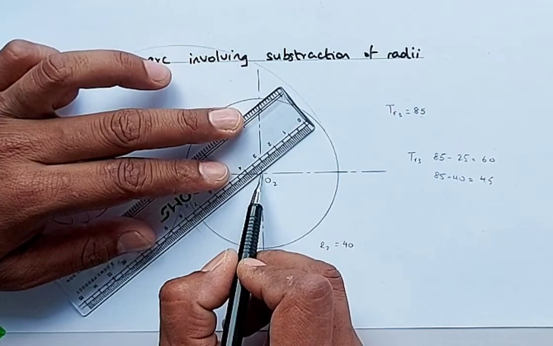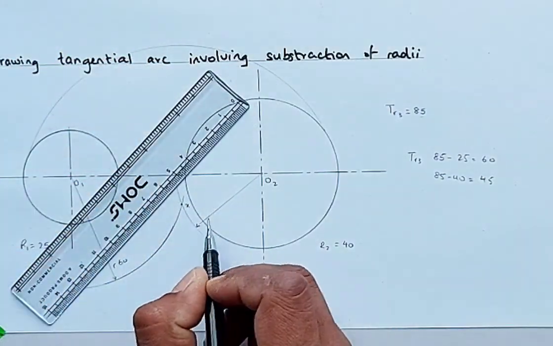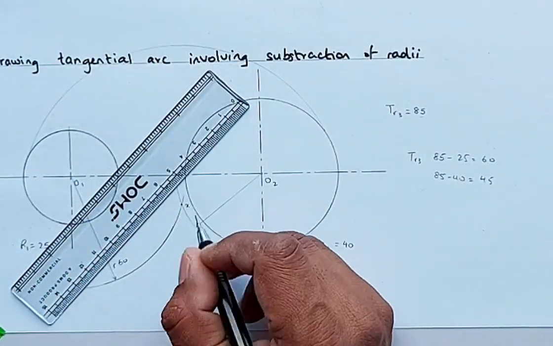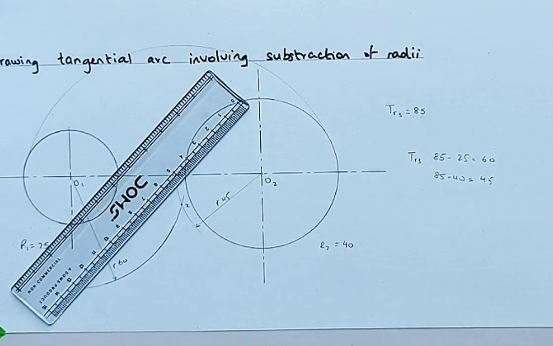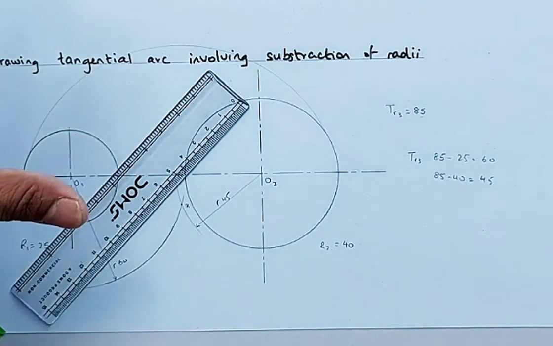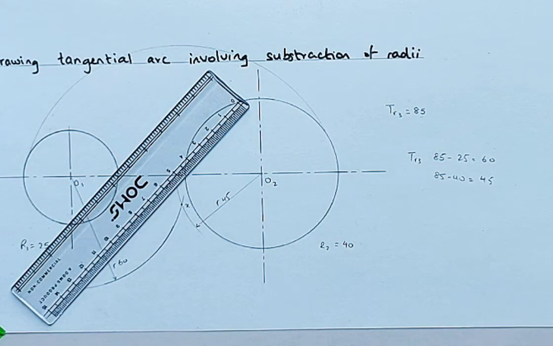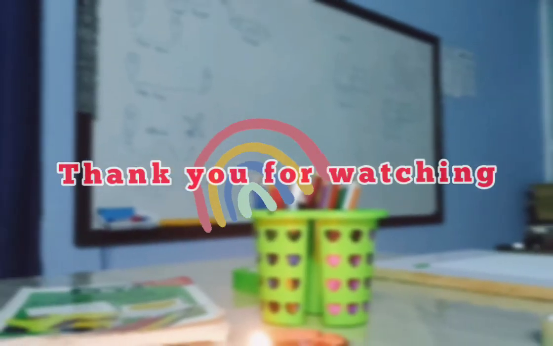So draw this. You do not need to draw the arrows; this is only for you to understand what is happening here. We have seen 2 ways of doing this tangential arc. One was when we had to add the radius, and the other where we had to subtract the radius. In the next session, the tangential arc that we are going to draw will involve both the addition and subtraction of radii. So see you in the next one.